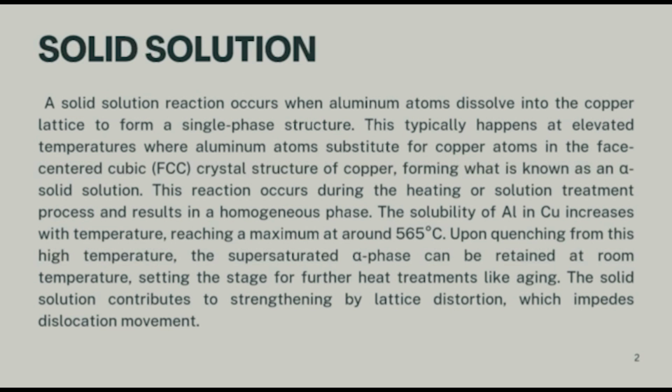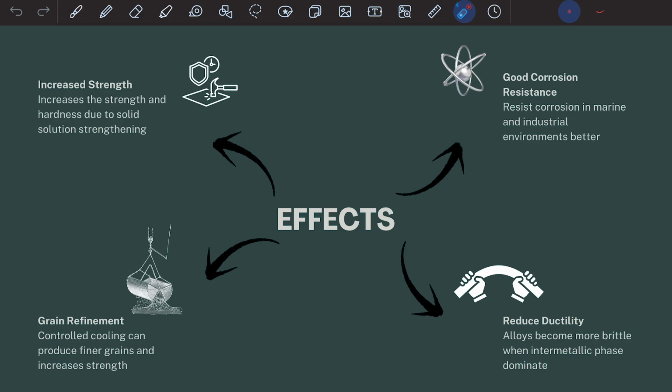This supersaturated solid solution sets the stage for precipitation during aging, where fine intermetallic particles begin to form. These particles hinder dislocation movement and increase hardness, a process known as precipitation hardening. So, by controlling the heating and quenching process, we can manipulate the microstructure and mechanical properties of the copper aluminum alloy. I'm going to talk about the effects of the cuprum alloy material.